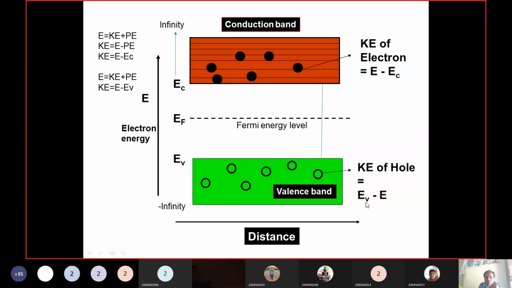So this is how you take the energy of the electron and the energy of the hole. Why do we take E minus EC here? E is the energy of the electron, and E is greater than EC. That's why we take E minus EC. Similarly here, EV is the maximum and E is the minimum, so we take EV minus E. In the equations also, we take the same.